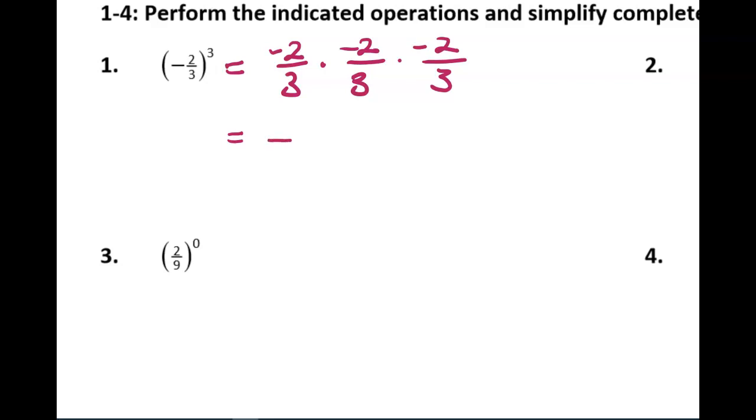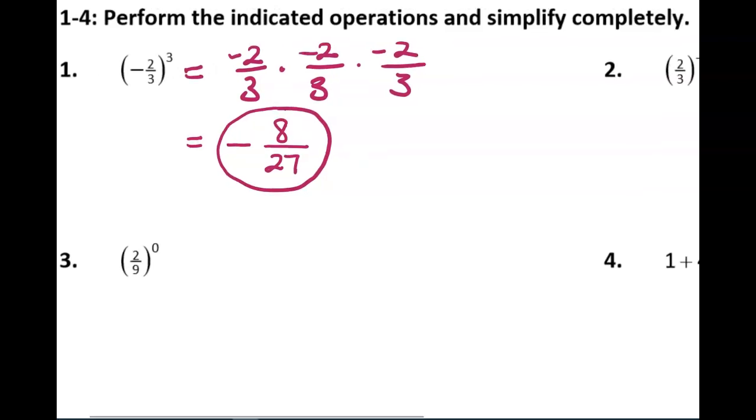All right, for number 1, we have negative 2/3 raised to the third power. What you need to remember about that is that means that we're going to multiply negative 2/3 times itself and then times itself again. There are 3 identical factors there. First off, negative times negative times negative is a negative, and then 2 times 2 times 2 is 8, and 3 times 3 times 3 is 27. So final answer, negative 8/27.